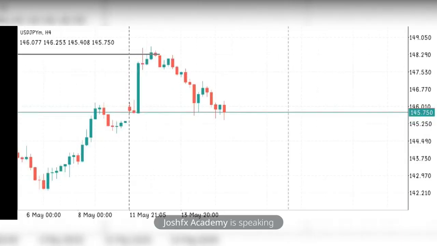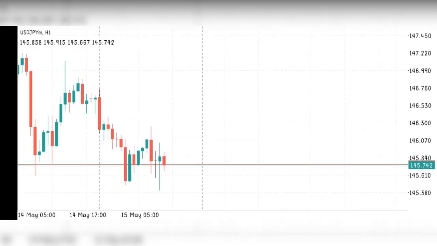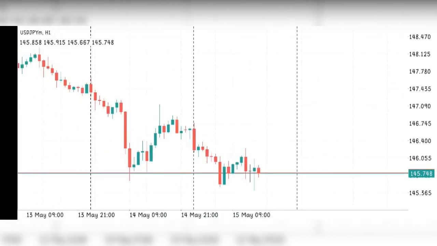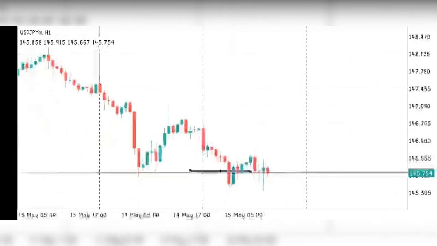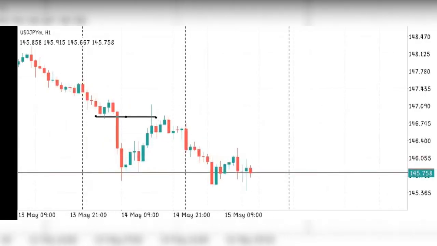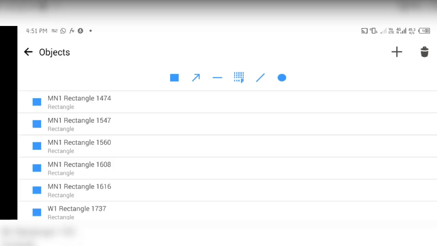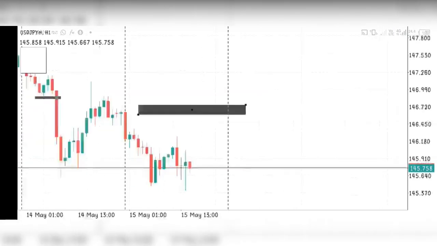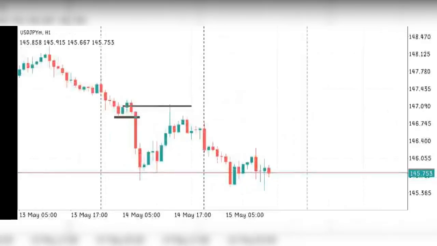So on our 4 hours time frame, let me use 1 hour instead. I said that you can mark your structure from 4 hours and on like that. So we had this break of structure. The market reacted towards it at the order block. You can see the order block.